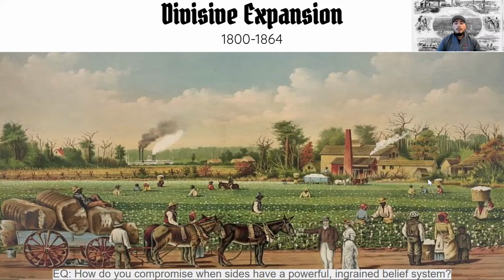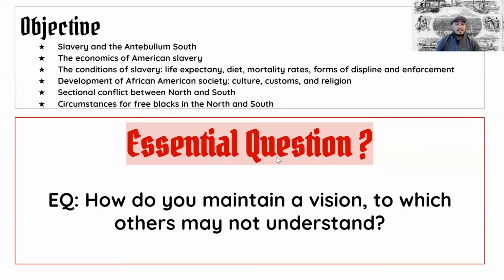Now, for today, we are looking at 1800 to 1864, and we're going to talk about antebellum slavery. That's what my background's all about. It's the theme, of course, of antebellum slavery, which is talking about Southern slave culture. Let's go ahead and take a look at what our standards or our objectives are. Like I said, our objective today is all about the antebellum South and slavery.